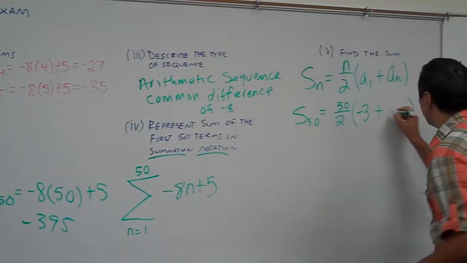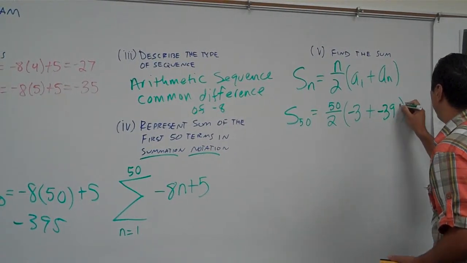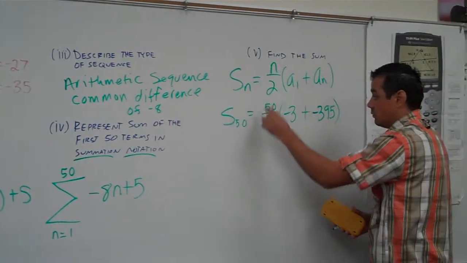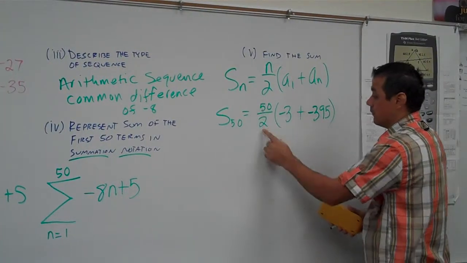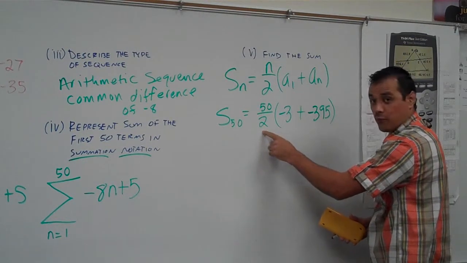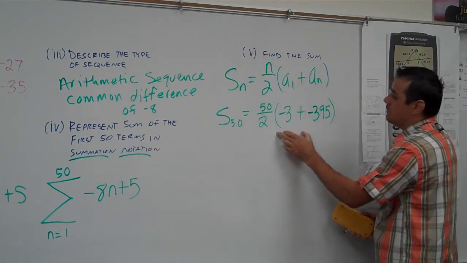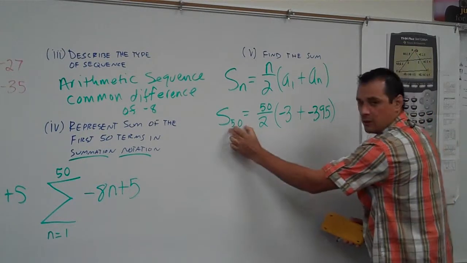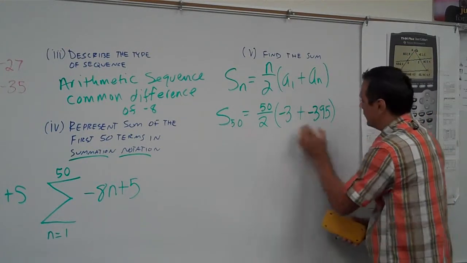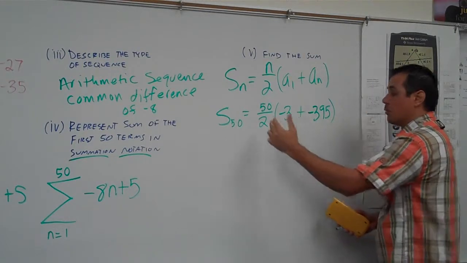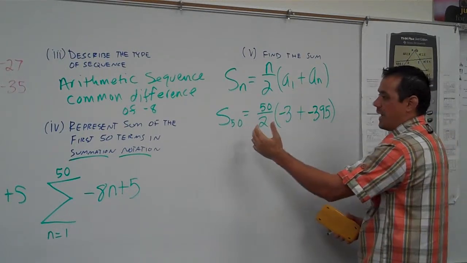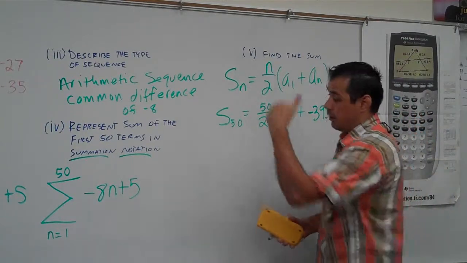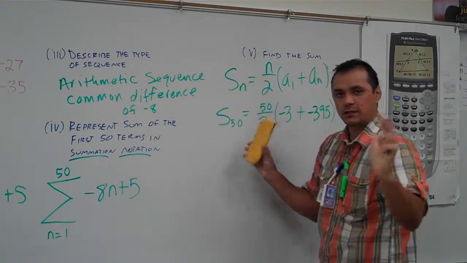So we said this was negative 395. See? Now we have everything we need. The number of terms, the first 50, right? Divided by 2. This is just part of the formula. This is just the formula, that 2. Times my first term plus my last term. This is your last term, the 50th term. Now, we're just going to apply this formula, and it's going to add all the numbers in that sequence, starting with 1, all the way until 50, and then it's going to add them all up.